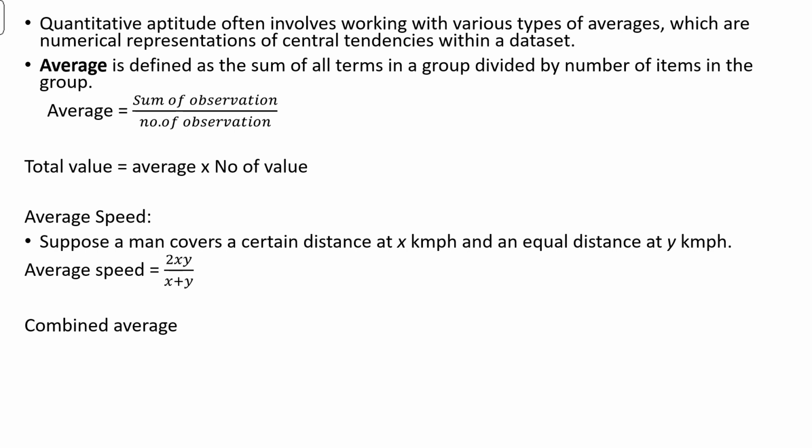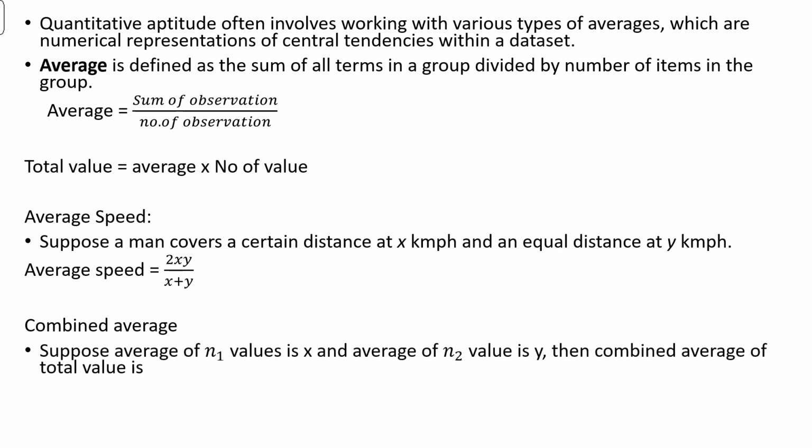Next, combined average. Suppose in a group, the average of n1 set of values is x and the average of another n2 set of values is y. Then the combined average of the entire group, or the total value, is given by n1 into x plus n2 into y divided by the total, that is n1 plus n2.